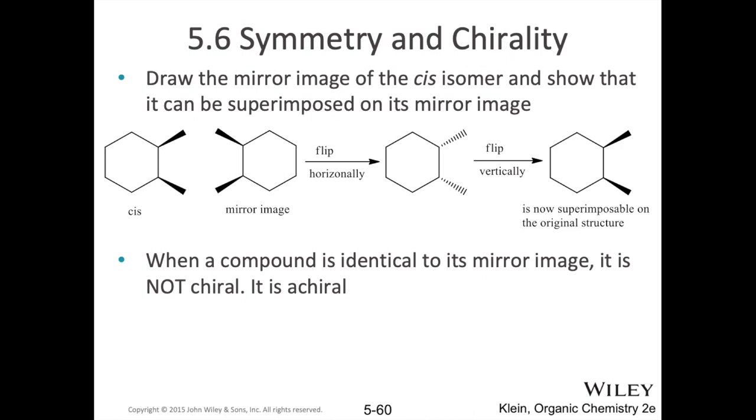So, for example, here is our cis-1,2-dimethylcyclohexane. Okay, and here's how you can prove that it's the same molecule. So here's its mirror image. If I flip it over 180 degrees, it looks like this. So these two methyl groups which are pointing towards us are now pointing away from us.